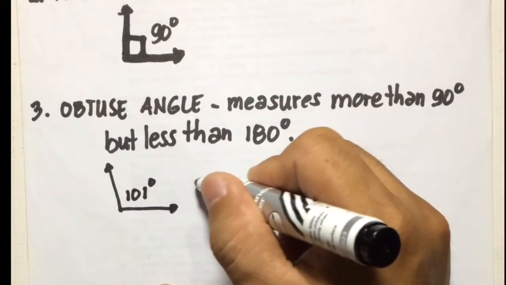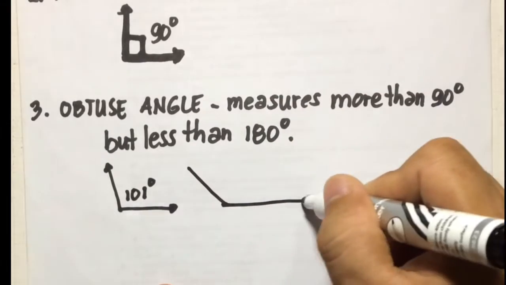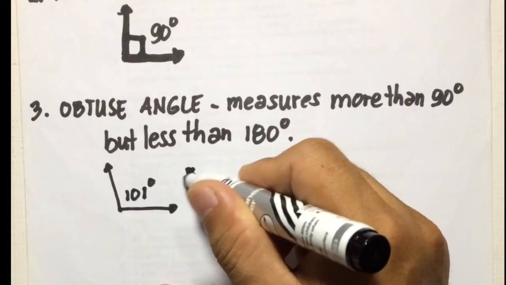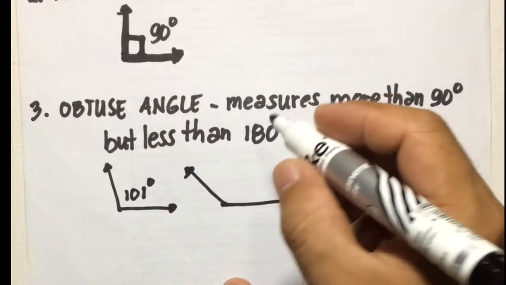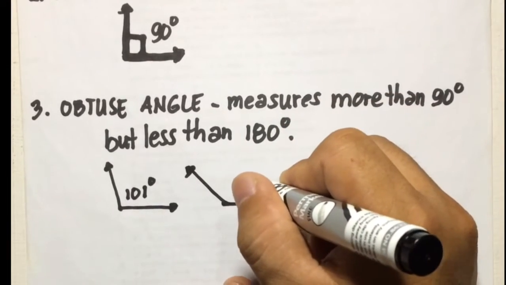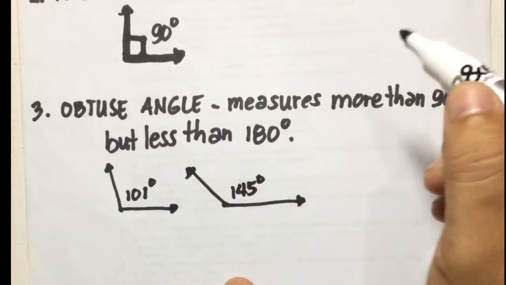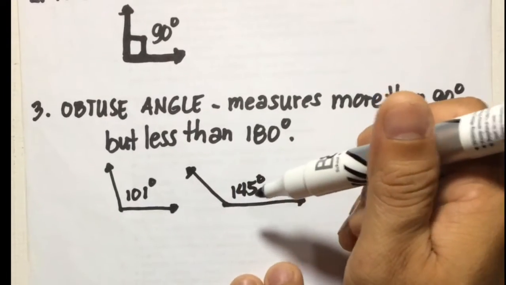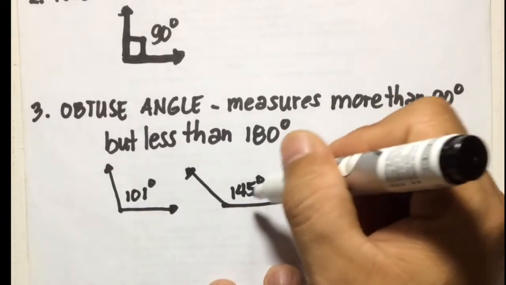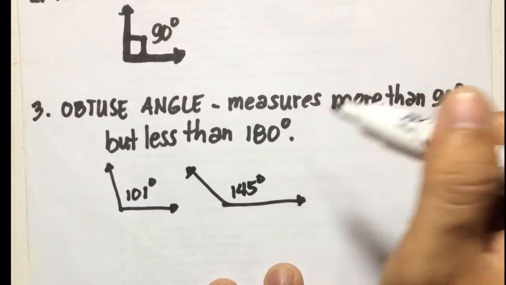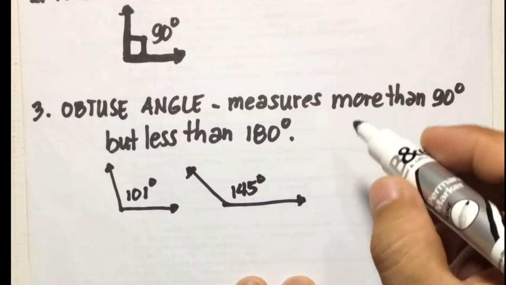Another example is this one. For example, if this is 145 degrees, then we can say that this is an obtuse angle. This is more than 90 but less than 180.